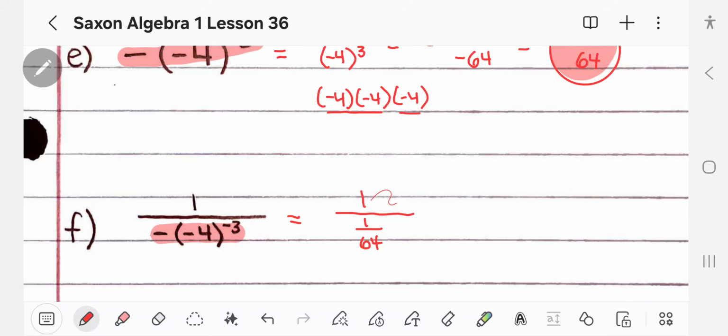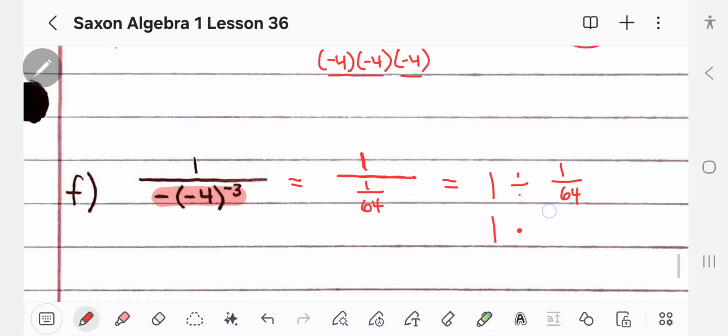What happens when you have a 1 divided by a fraction? Well, you can remember it flips it, but why is that? So let me quickly remind you. This is like 1 divided by 1/64. And when you divide fractions, you keep, change, flip. That's how it ends up flipping. 1 times 64 over 1, which is just equal to 64. So you could see from here that when you have a 1 divided by a fraction, it just flips that fraction, and we're going to have it be 64.